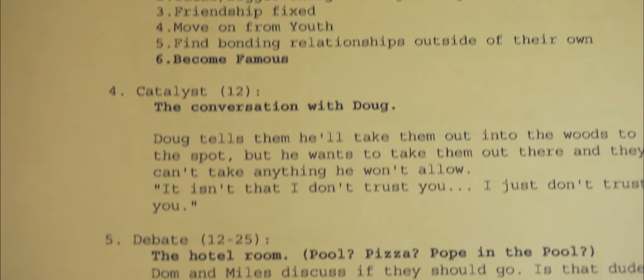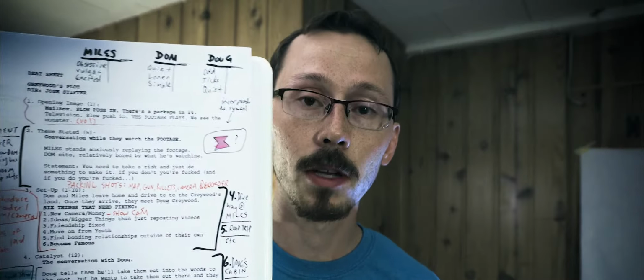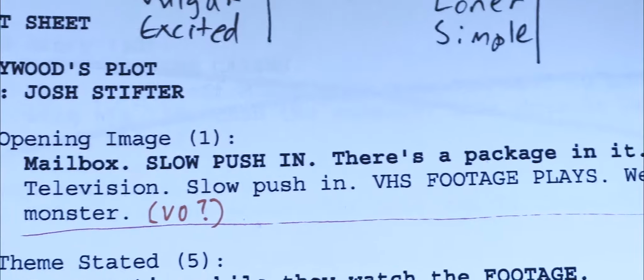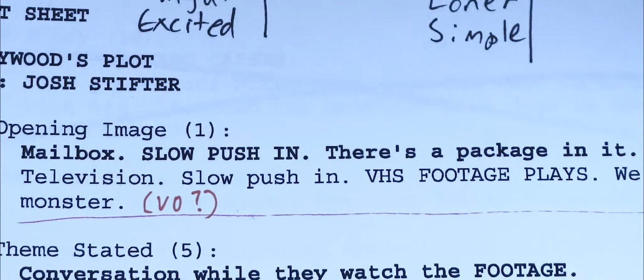When I finish a beat sheet, the first thing I do is actually print it off, and then I sit down and scribble all over it, like this. GREYWOOD'S beat sheet is actually 3 pages long, 2.5 pages long.